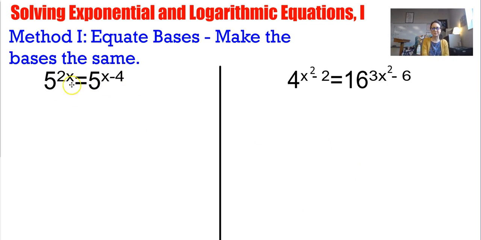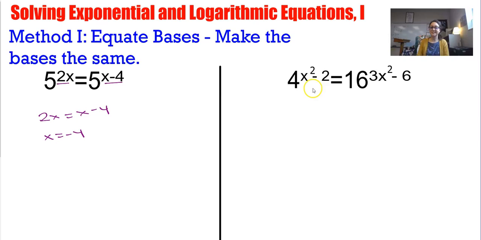In this case, we try to see if we can make the base the same. For example, in this first one, we have 5 to the 2x equals 5 to the x minus 4. So 2x must equal this exponent, x minus 4. If I subtract x from both sides, I get that x equals -4. And of course, we can always check our answers in algebra. Plugging -4 back in, on the left side I get 5 to the -8, and that's exactly what I get on the right side.